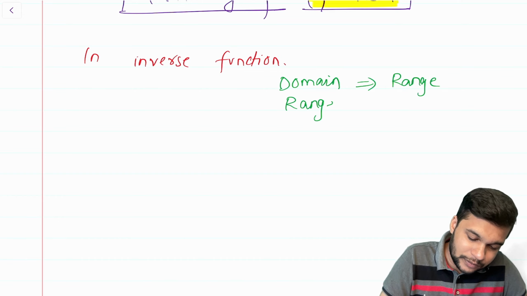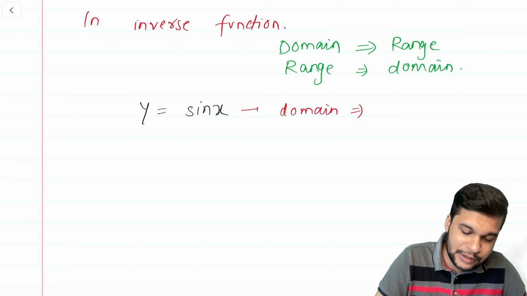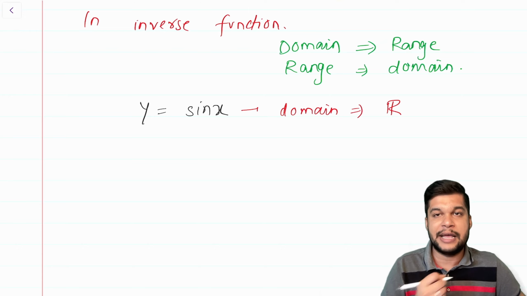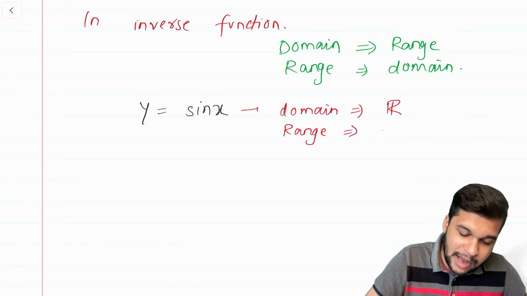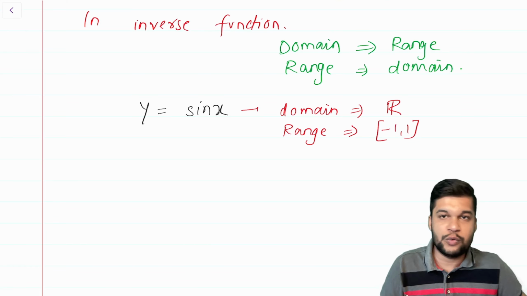Let's say you have a function y equal to sin x. What is the domain of this function? The domain of sin x is all real. In x, you can substitute any value. There is no restriction on x. What is the range, guys? Range is minus 1 to 1. Your graph of sin x is restricted between minus 1 and 1. So this is the domain, this is the range.